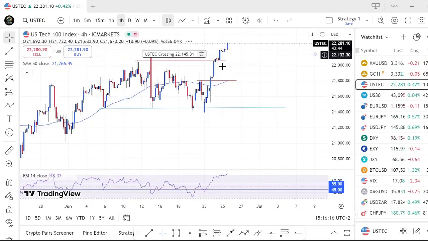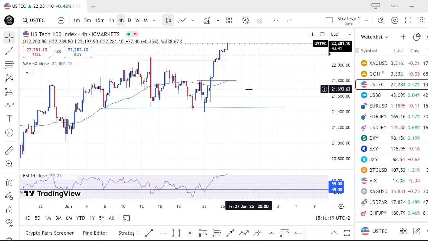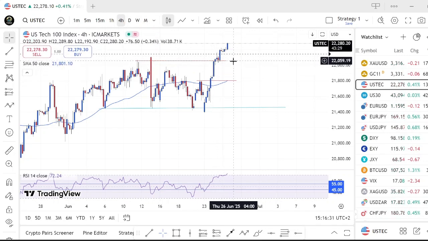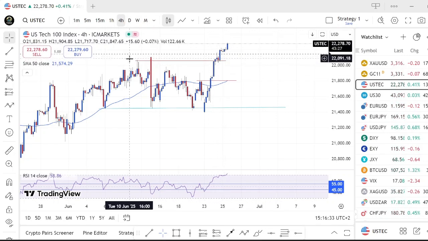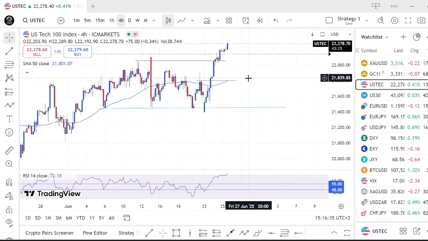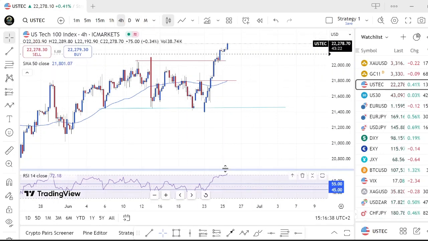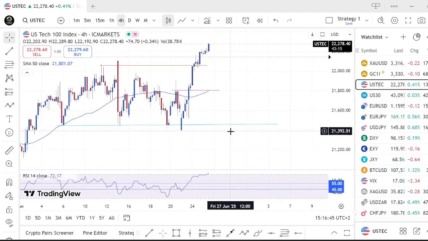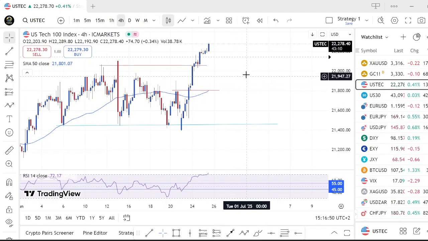Moving on to US Tech, we're seeing that US Tech continues to make massive bullish moves to the upside. On the 4-hour time frame, we can see that price is comfortably trading above the 50 SMA at the moment, and we have broken past this 22,000 level, which acted as a resistance barrier for a few weeks. Now, that being said, price is also trading in the overextended territory of the RSI above 70. So it is clear that despite the bullish trend we are in the overextended territory and we are in need of a retracement to the downside.